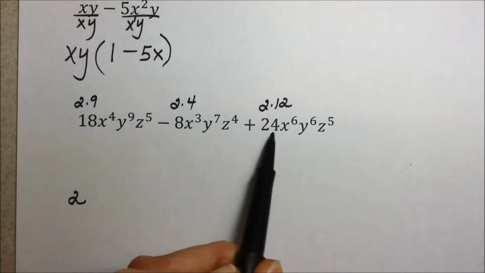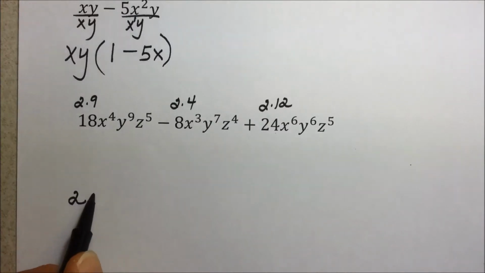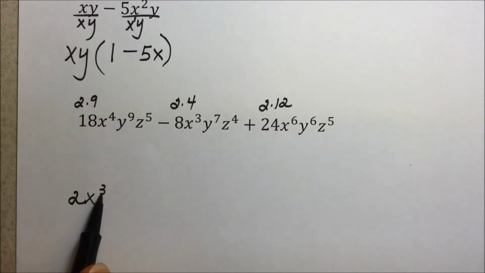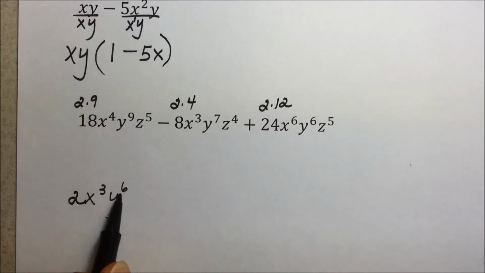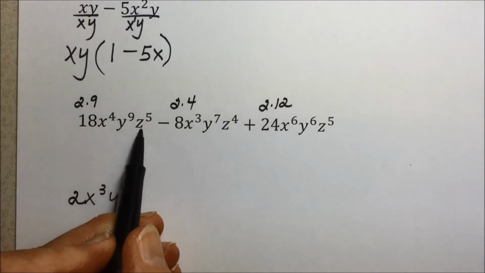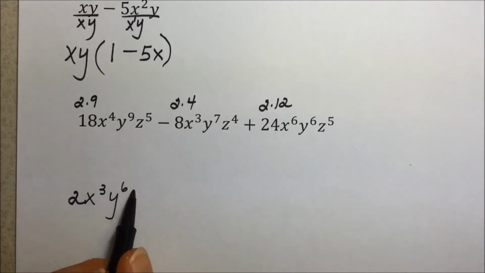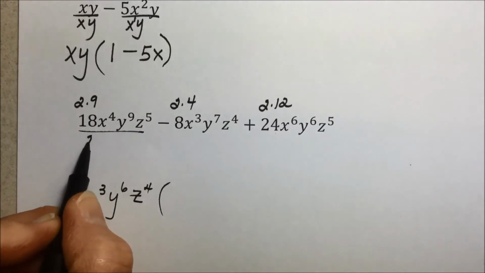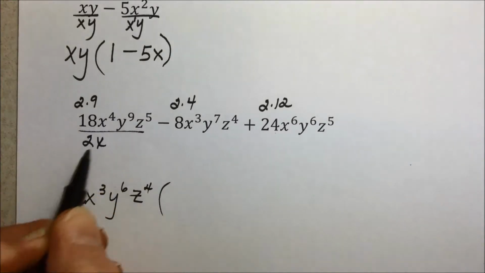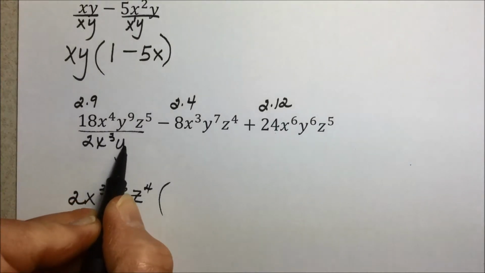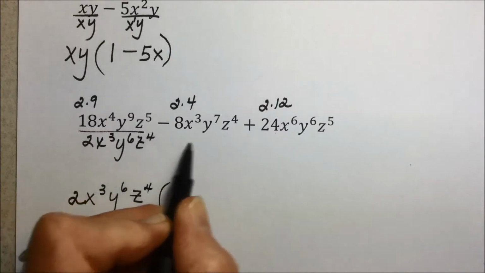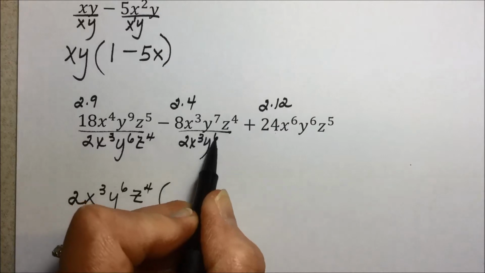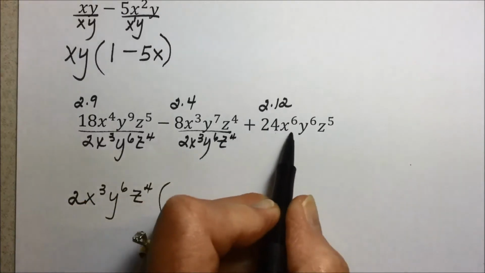They each share an x, and the lowest power common to each is the third. Each term shares a y, and the lowest power is the 6th. And each term shares a z, and the lowest common power is the 4th power. Each of these terms will then be factored out by 2x to the 3rd, y to the 6th, z to the 4th. And I'll write that quickly here to show what we are factoring out.